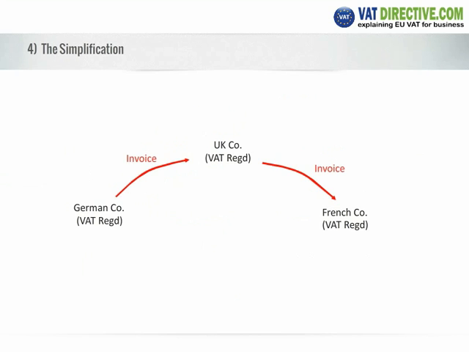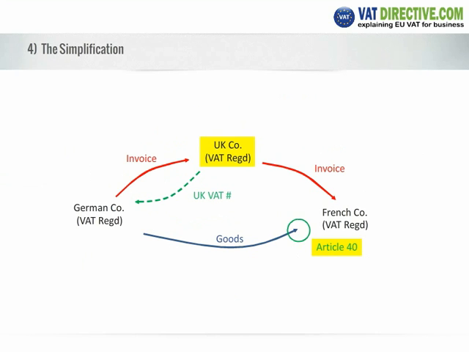So let's have a look at this simplification process. Here we have those same three companies, German Co, UK Co, French Co. Invoices are raised from German Co to UK Co to French Co, and then goods go direct from Germany to France. Because the goods go into France, there is an Article 40 acquisition VAT liability, which the UK company will have to account for. By accounting for the Article 40 VAT, they avoid the Article 41.